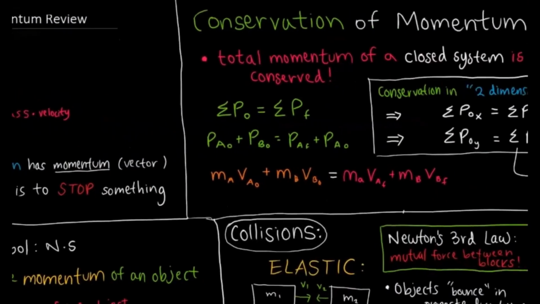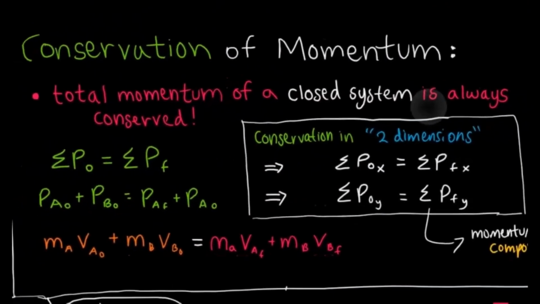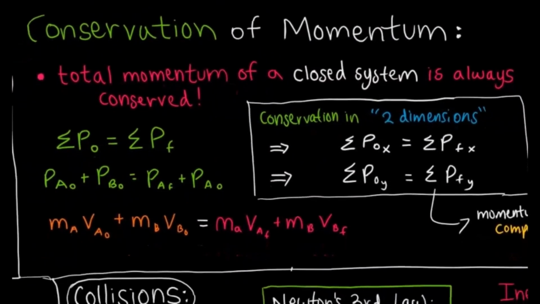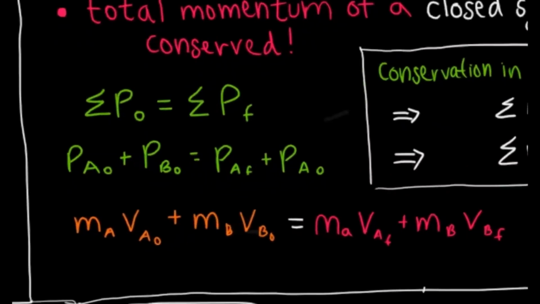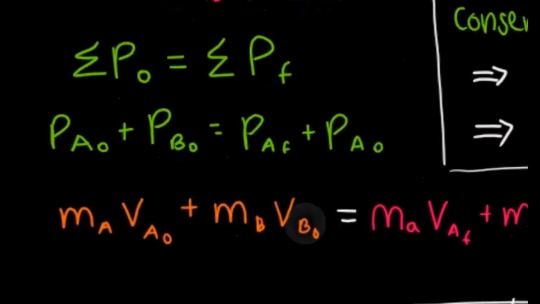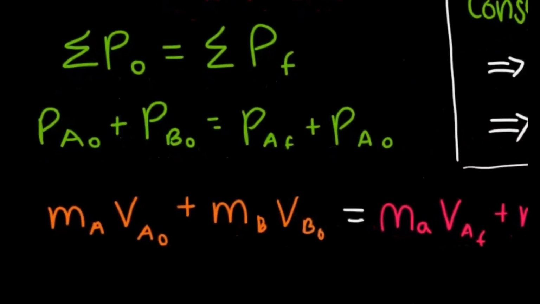So the first big idea of momentum is conservation of momentum. In closed systems without external forces, momentum is always conserved. And we think about this again in terms of collisions. So here's the general equation for conservation of momentum. It's just the sum of the momentum initial is equivalent to the sum of the momentum final. Very similar to conservation of energy, actually.